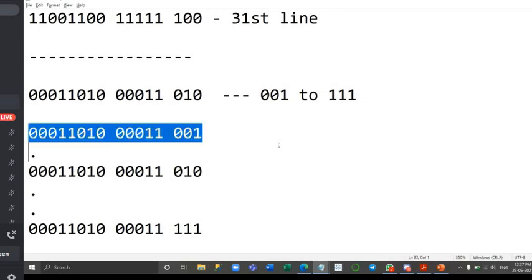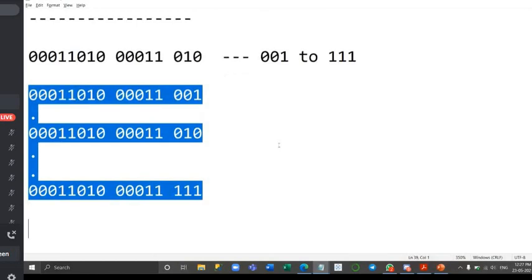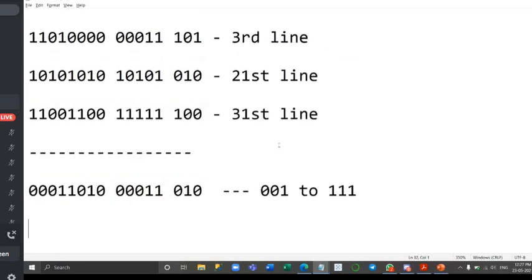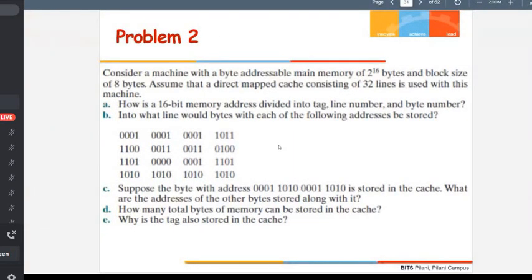All of these addresses have the same line number 3. Okay. Right. Next we have: how many total bytes of memory can be stored in the cache?